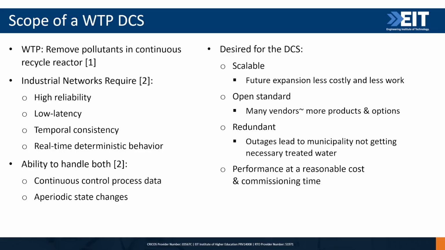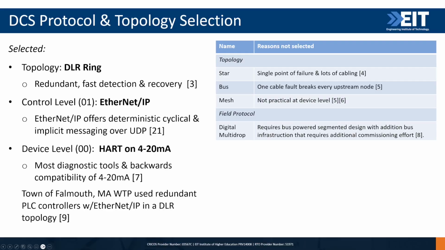We want it to be redundant. Obviously, we do not want a municipality losing treated wastewater. And then we also want performance at a reasonable cost and commissioning time. So what we went with was DLR ring, Ethernet IP, and HART on 4-20. In the script I also used PTP and Ethernet on CIP for just the simulation of the network topology.